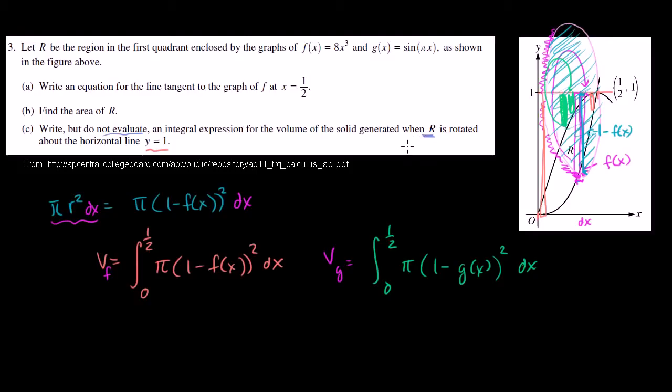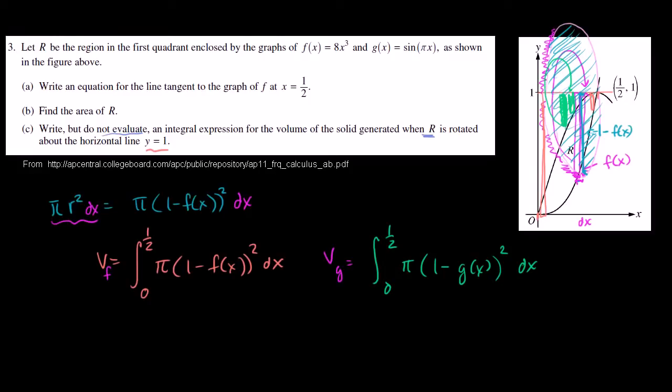And so the volume of what they're asking us, the volume of the solid generated when r is rotated, well, r is kind of the space in between f of x and g of x. So the volume is going to be the difference between these volumes. This is kind of the outer volume, and we're going to take out its hollow core. We're going to hollow it out by subtracting out this volume.